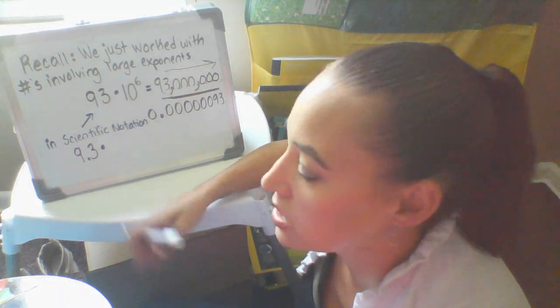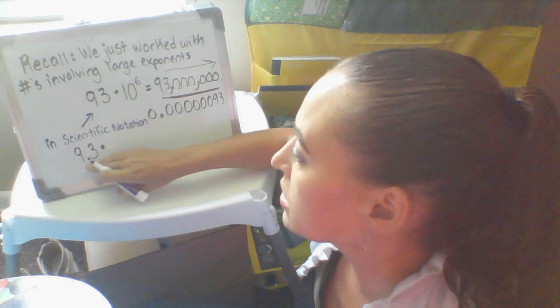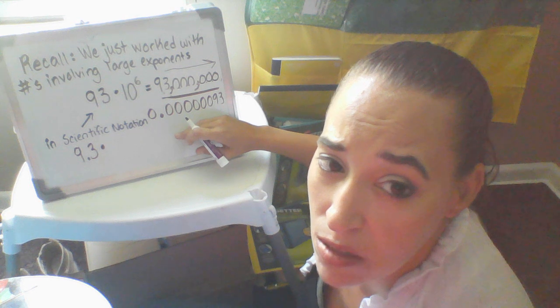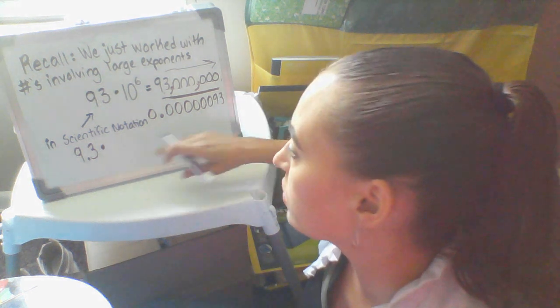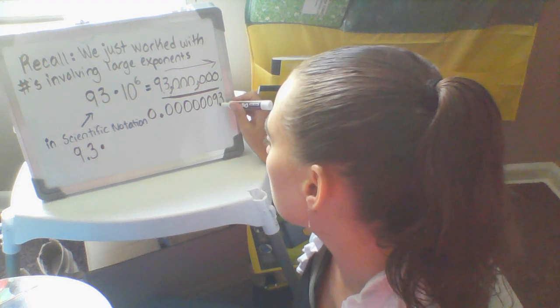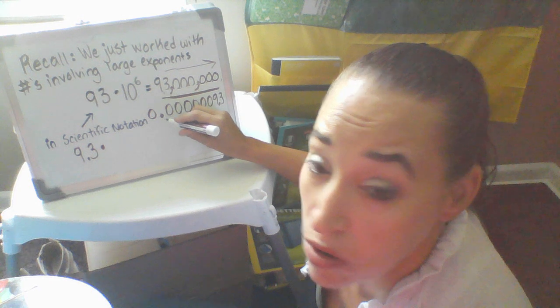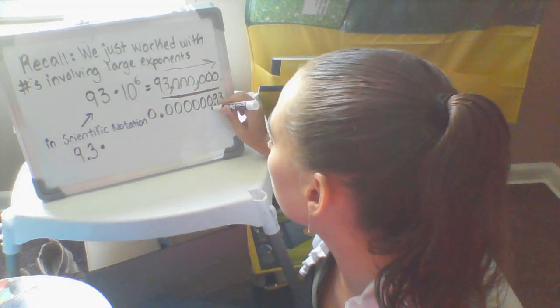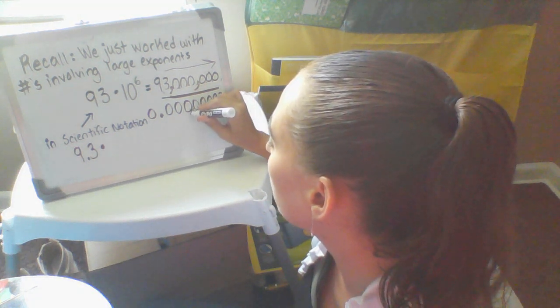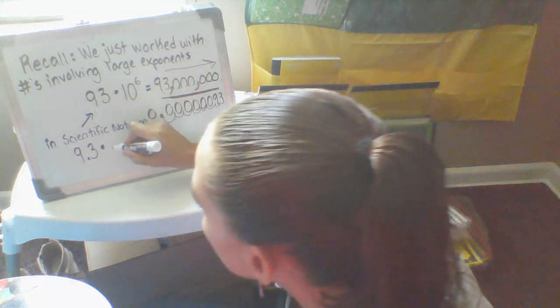This is what scientists like to do, they like to jot things down real quick. So this number is supposed to be the same exact thing as this number. So I'm thinking, how can I convert this number back to its original form? Well, if I put the decimal point here, how am I going to get back to where it belongs? I've got to move 1, 2, 3, 4, 5, 6, 7 spots. So I'm moving 7 spots.